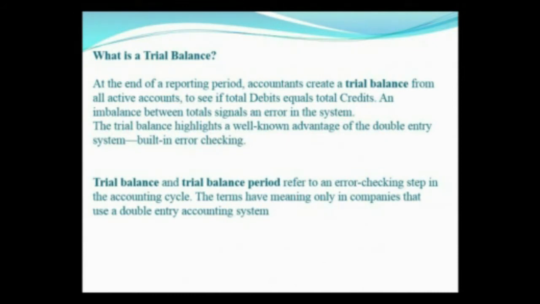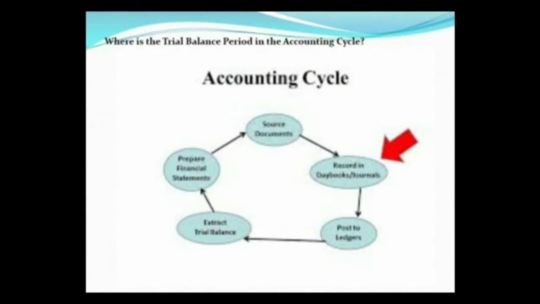Trial balance and trial balance period refer to an error checking step in the accounting cycle. The terms have meaning only in companies that use a double entry system. It means the companies which use the procedure of the double entry system will make a trial balance for their companies. Now, where is the trial balance situated in the accounting cycle?